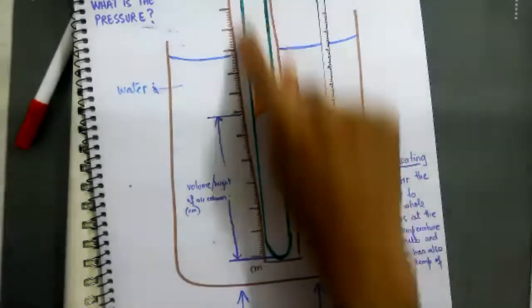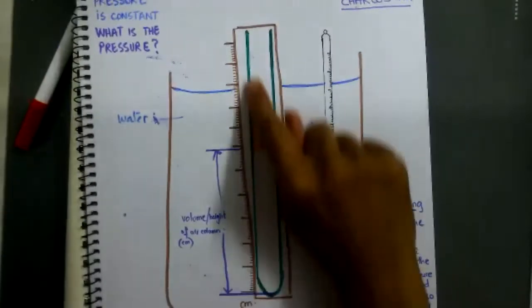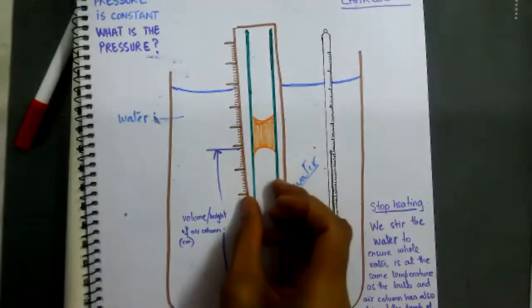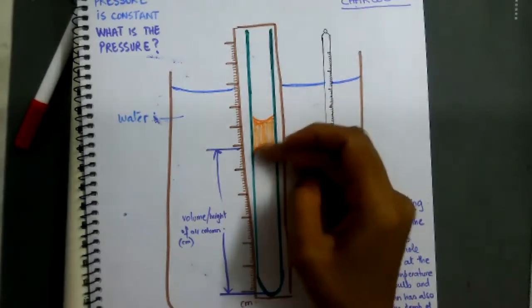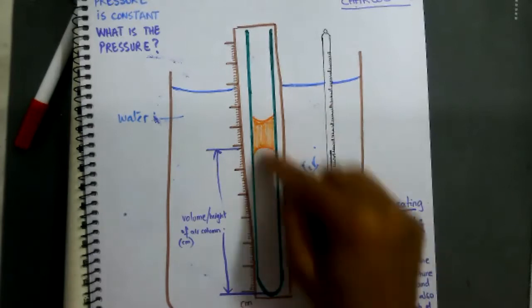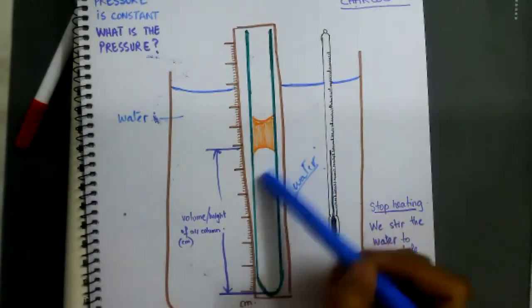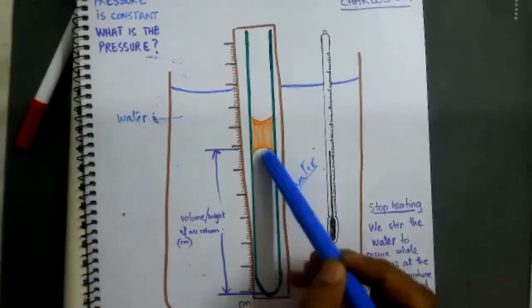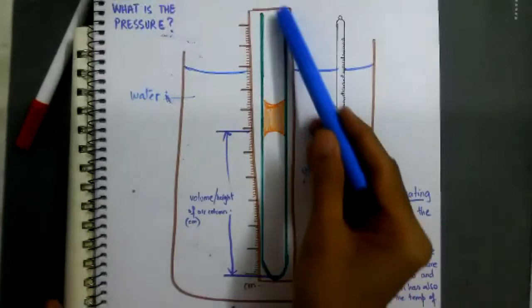So this is a capillary tube. The reason why we're using a capillary tube is because the bore is narrow, and so it's easier to have an airtight column. Airtight column meaning we don't want any communication of this column. This is the air column under study. This is the capillary tube.